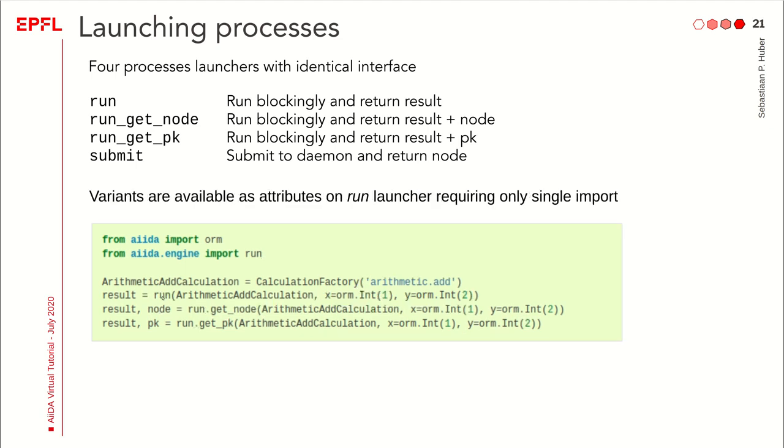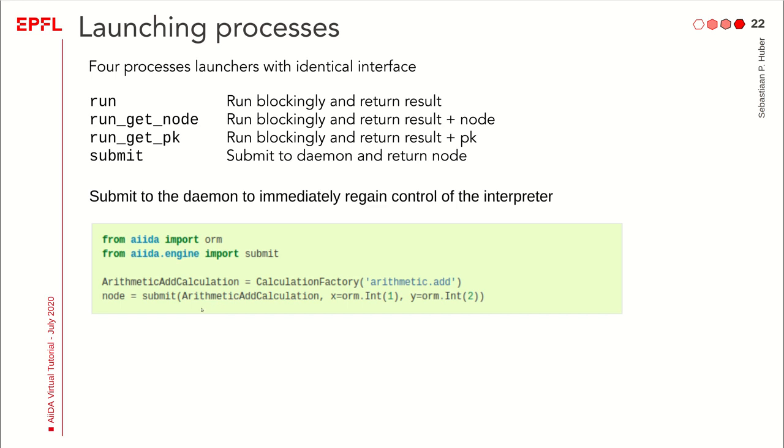And finally, there are some shortcuts. Instead of having to import all these variants, you can just import run, and you can access get_node and get_pk as attributes on this function. So you can do run.get_node instead of run_get_node. But this is just a small shortcut that can be useful.